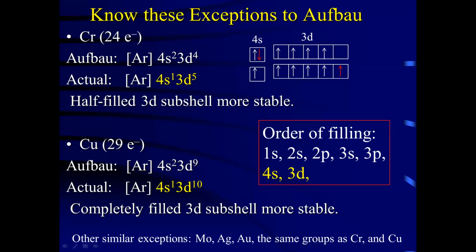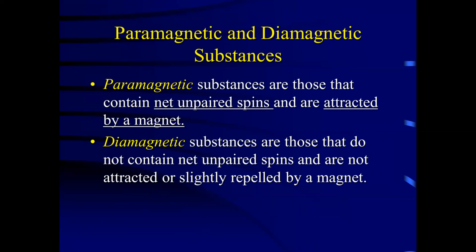Other similar exceptions are in the same column as chromium and copper. For example, copper, silver, gold: when you check the table, they are in the same column, the same group. So they have similar exceptions. In general we will not test this one, but I think these two are very typical and more important. You should memorize them.